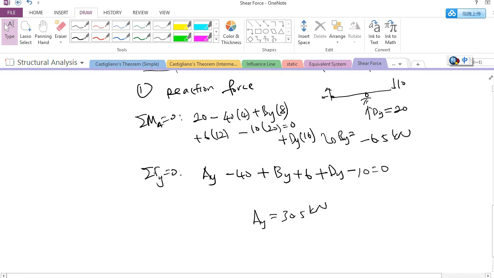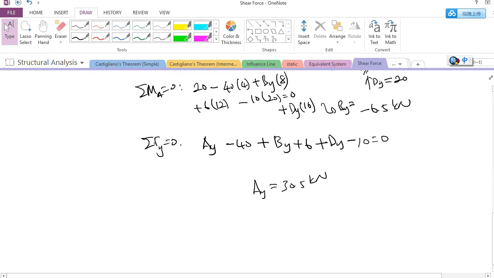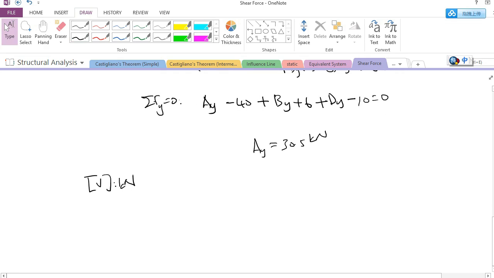Okay, it's correct. Alright, we can start to draw our shear force diagram. Our first shear force diagram example. Sometimes they use S, sometimes they use V, it doesn't matter. It depends on the background they have.